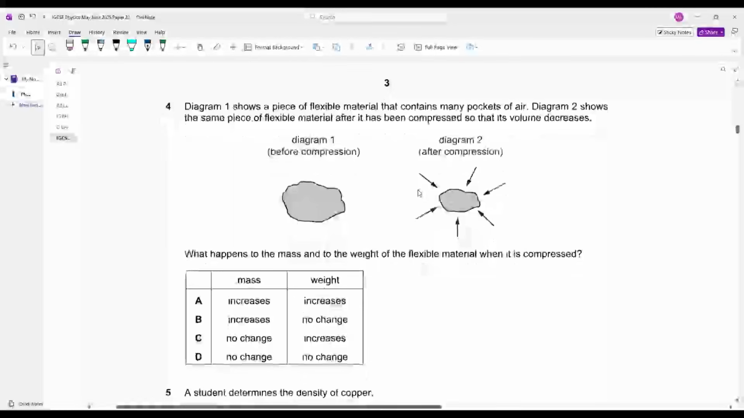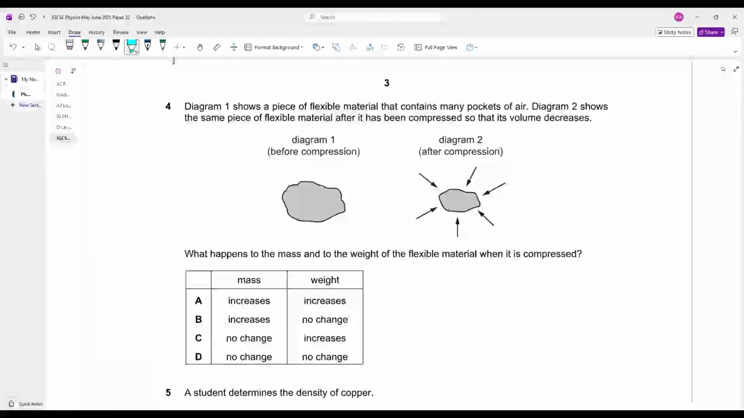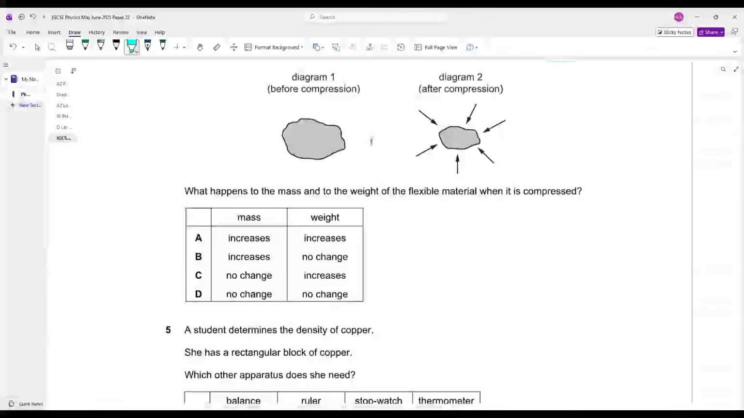Let's further move ahead. Diagram 1 shows a piece of flexible material that contains many pockets of air. Okay. Diagram 2 shows the same piece of flexible material after it has been compressed so that its volume decreases. ठीक है. Diagram 2 क्या दिखा रहा है? Volume decrease करता हुआ दिखा रहा है.